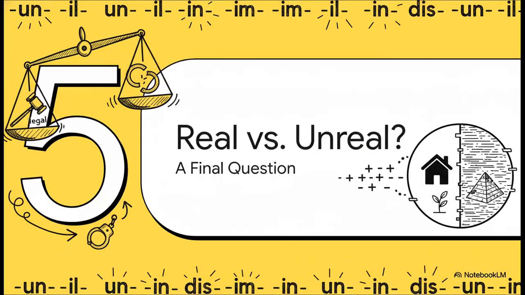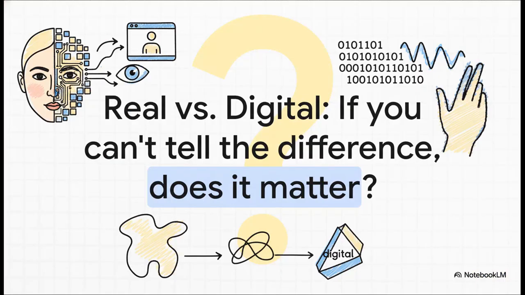So, we've gotten really good at creating these clear opposites, legal and illegal, active and inactive. But what happens when that line between opposites starts to get a little blurry? Let's take the word real, for instance. In the world we live in today, what even is the opposite of real? And that leads us to one last really interesting question. I mean, really think about this for a second.